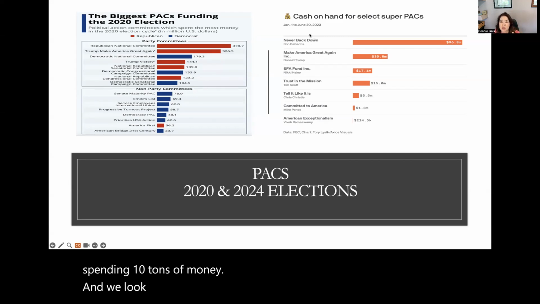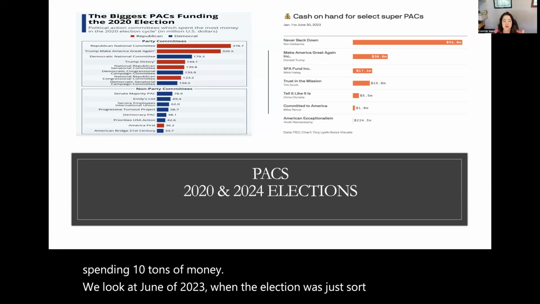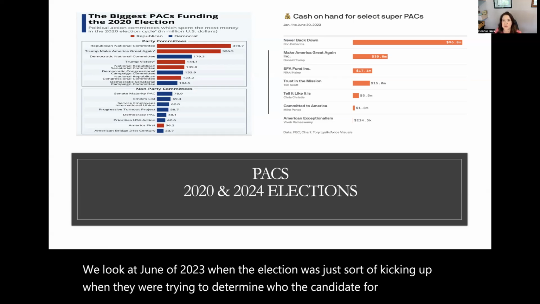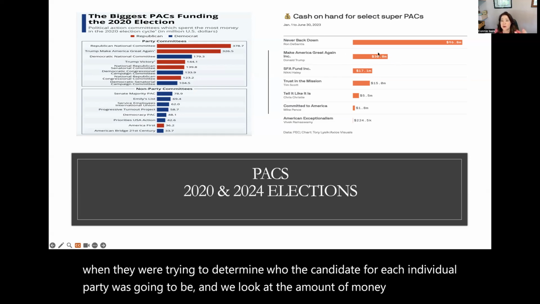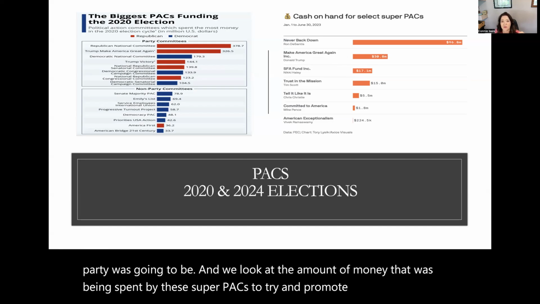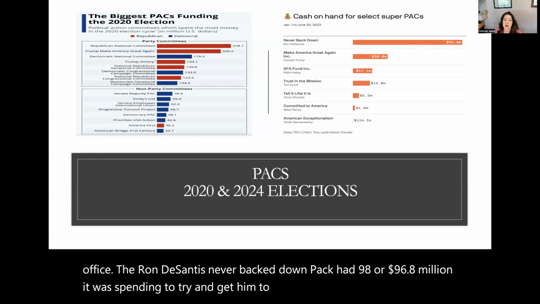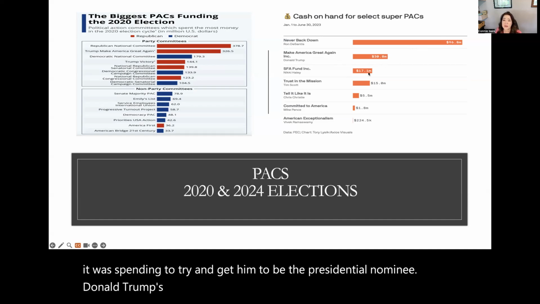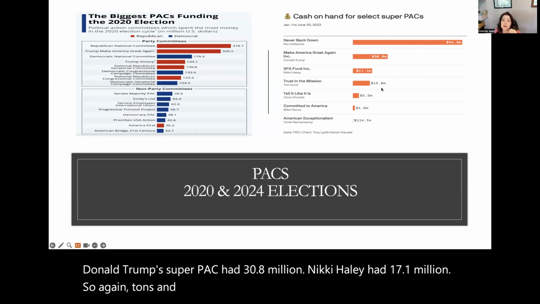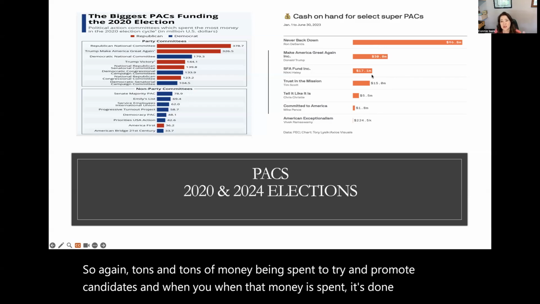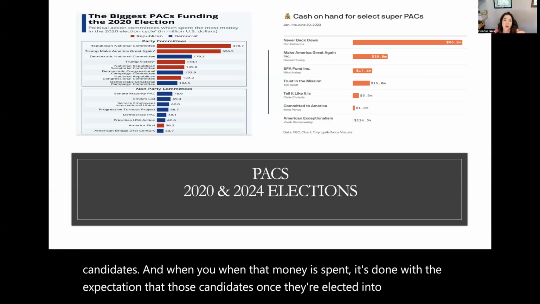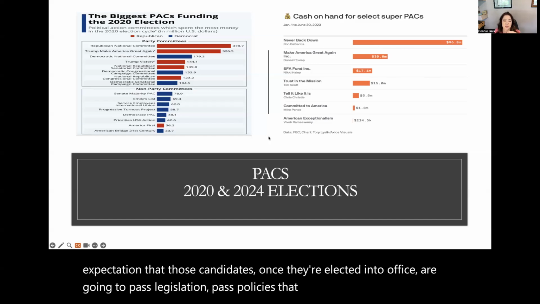We look at June of 2023, when the election was just sort of kicking up and they were trying to determine who the candidate for each individual party was going to be. And we look at the amount of money that was being spent by these super PACs to try and promote their candidate for office. The Ron DeSantis Never Back Down PAC had $96.8 million it was spending to try and get him to be the presidential nominee. Donald Trump's super PAC had $30.8 million. Nikki Haley had $17.1 million. So again, tons and tons of money being spent to try and promote candidates. And when that money is spent, it's done with the expectation that those candidates, once they're elected into office, are going to pass legislation, pass policies that are going to be favorable to these different organizations.